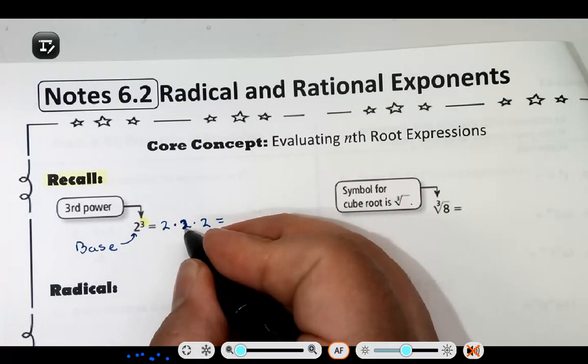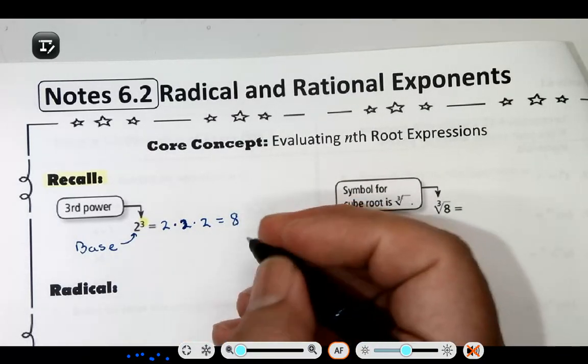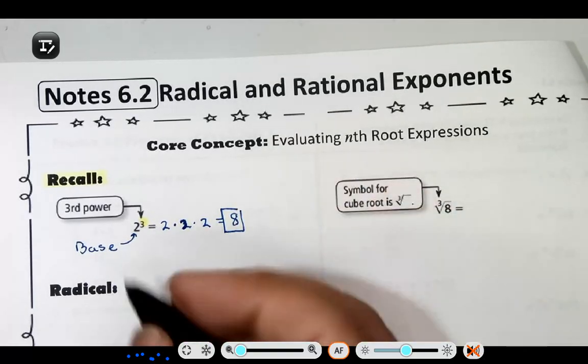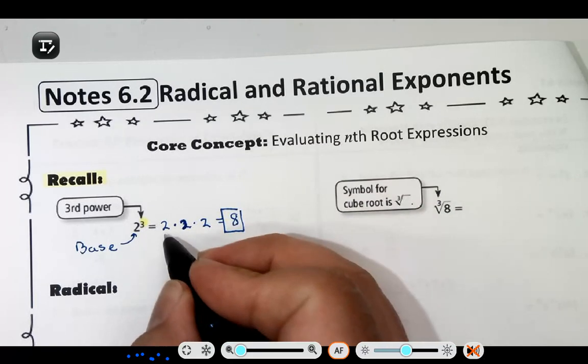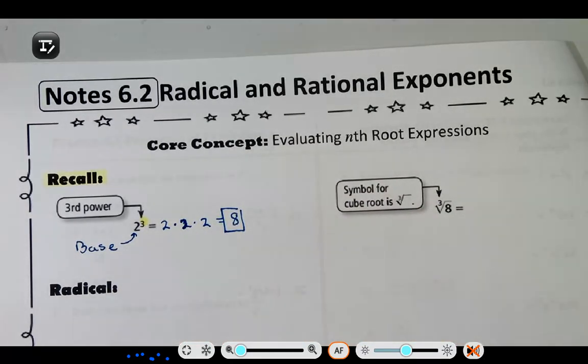2 times 2 is 4. 4 times another 2 is 8. But again, you have calculators that can help you figure this out. So the meaning of powers is whatever the power is, that's how many times I should see the base written out. And of course with multiplication.